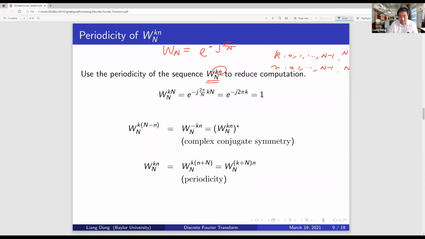So W sub N to the power kn, now we replace that with a capital N. So we write this out. N cancels out. So we end up with e to the power negative j 2 pi k. K is an integer, and this part equals 1. So indeed, we have some periodicity here. This is the same as we have as W_N^(k times 0), right? It's 1.